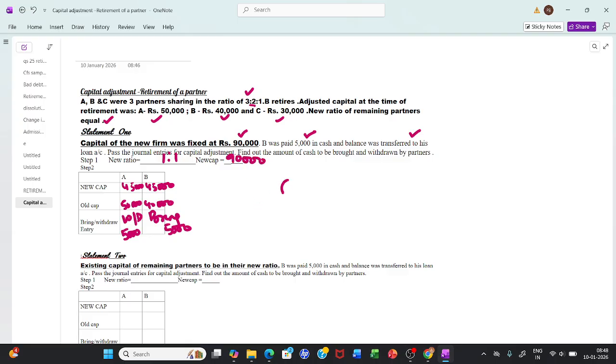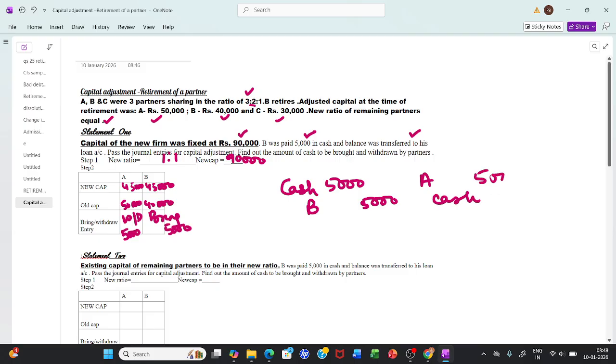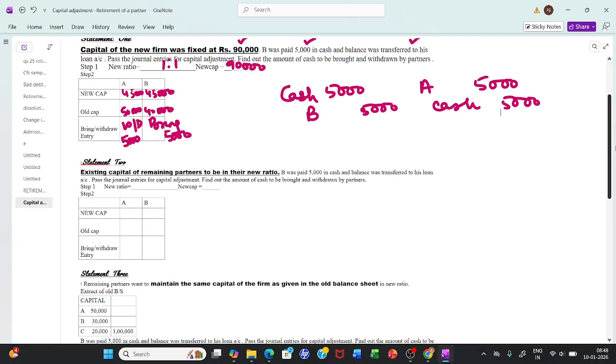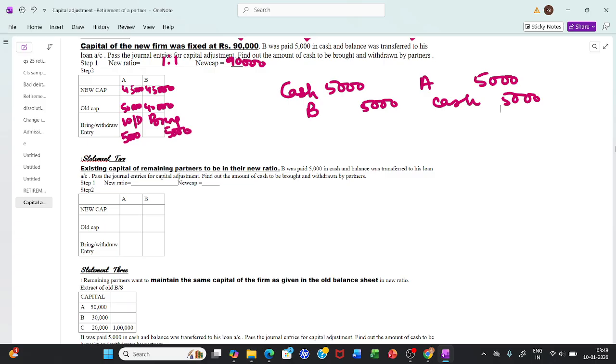So what would be the entry? Cash to B, he's bringing in 5,000. And here A to cash because he is withdrawing 5,000. This is the withdrawal entry, withdrawal from business of cash. And here the first one, he's bringing in cash.